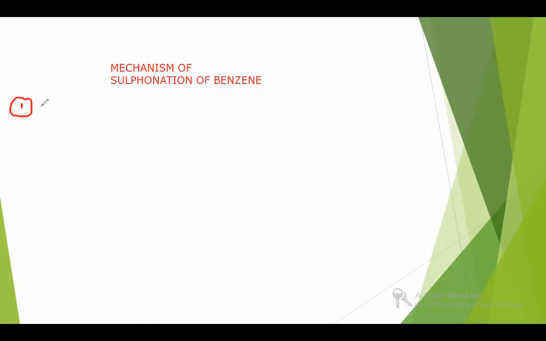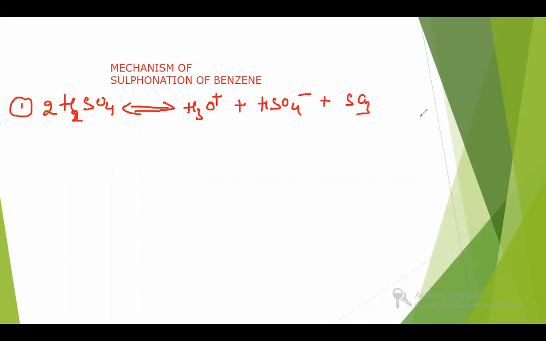Step one is the generation of the electrophile. In the generation of the electrophile, two molecules of concentrated sulfuric acid, H2SO4, dissociate to form H3O+, HSO4-, and SO3. So SO3 is the electrophile.